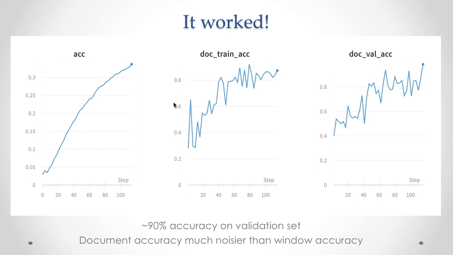You'll notice that the document accuracy, and so here you can see the training and validation. First of all, the training and validations are almost identical. And second, they're way noisier than the accuracy on the actual window output. And that's because, again, the thing we care about is not the metric we're optimizing for. I've just tried to couple them as closely as I can through the loss function.